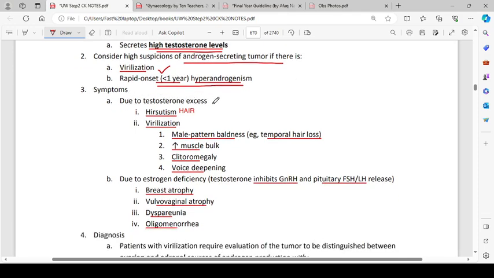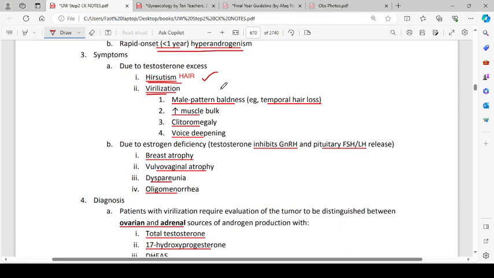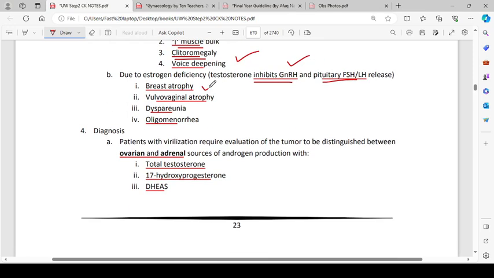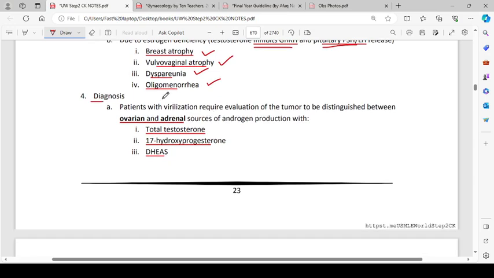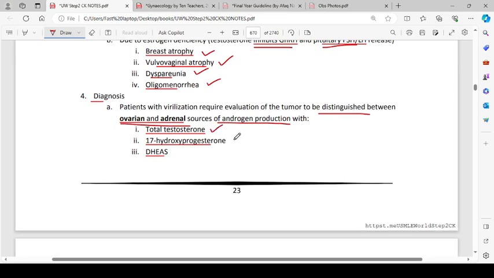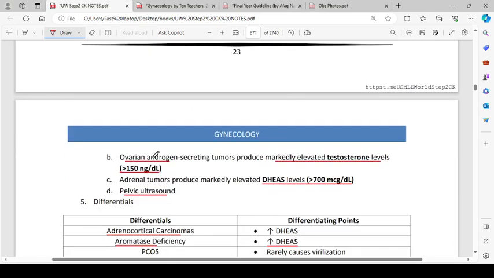Symptoms due to testosterone excess are hirsutism, that is, excessive hair growth, and virilization with male pattern baldness, for example temporal hair loss, increased muscle bulk, clitoromegaly, and voice deepening. Due to estrogen deficiency, as testosterone inhibits the GnRH and pituitary FSH-LH release: breast atrophy, vulvovaginal atrophy, dyspareunia, and oligomenorrhea. For diagnosis, patients with virilization require evaluation of the tumor to distinguish between ovarian and adrenal sources of androgen production with total testosterone, 17-hydroxyprogesterone, and DHEAS.